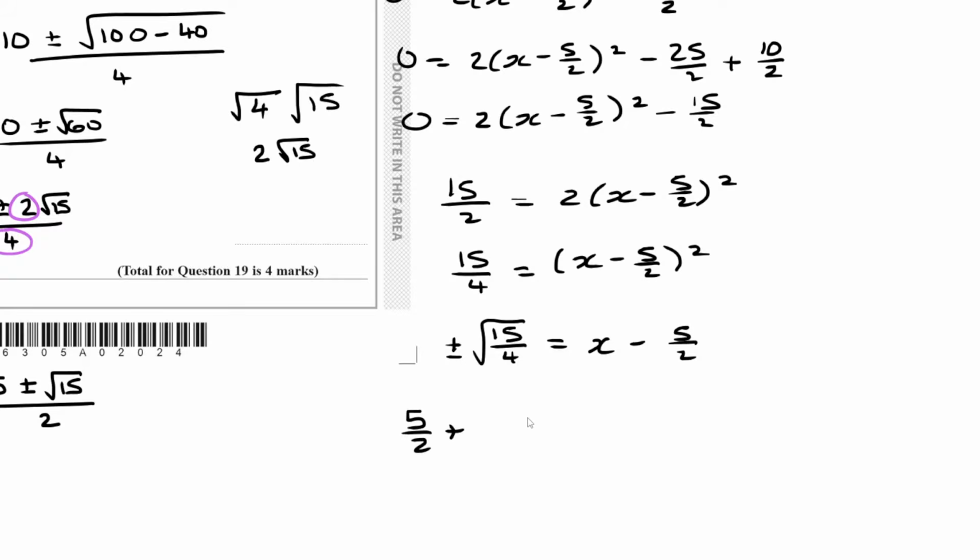And then I would add the 5 over 2. 5 over 2 plus this. Obviously, plus or minus. Root 15, I can actually square root the 4, can't I? So that would become 2. And then you see how you just end up with the same thing.